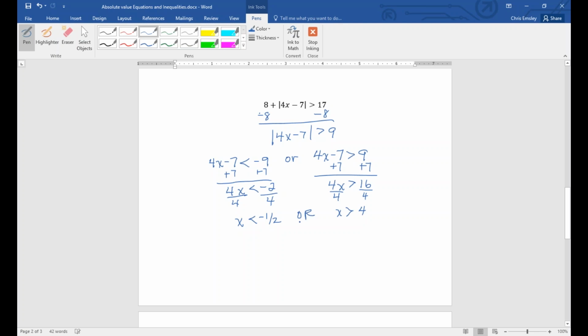This or goes in between because either one of these cases would solve our inequality. And we usually want to rewrite this into interval notation. So this first part would be negative infinity up to negative 1/2. That takes care of the x less than negative 1/2. We use a union symbol to join these two intervals. And x greater than 4 would be starting at 4 and going up to infinity. There is our solution for this inequality.